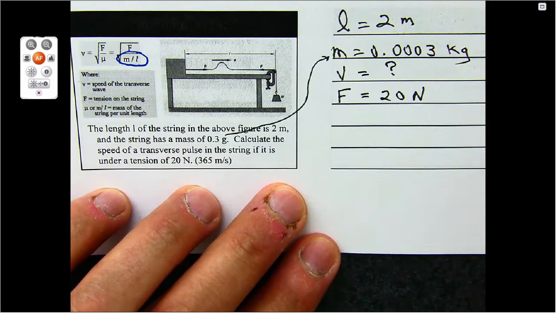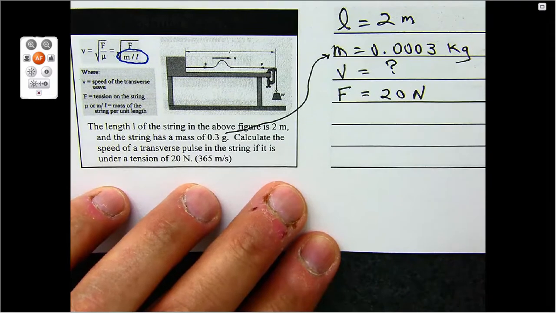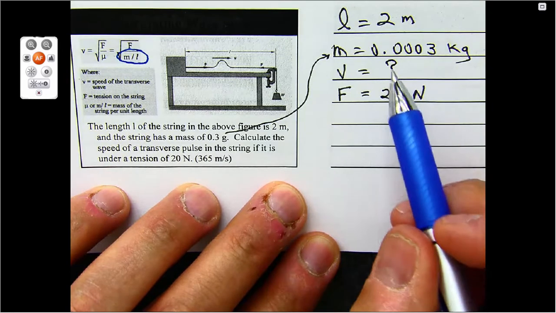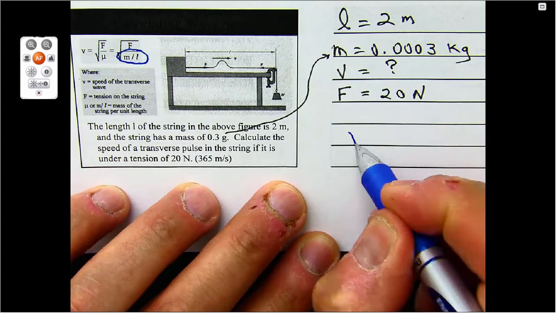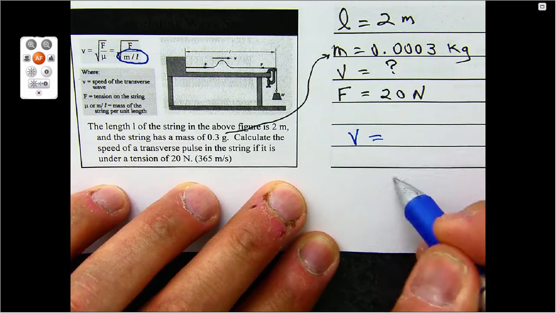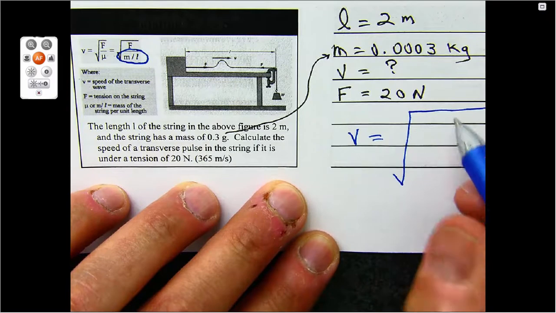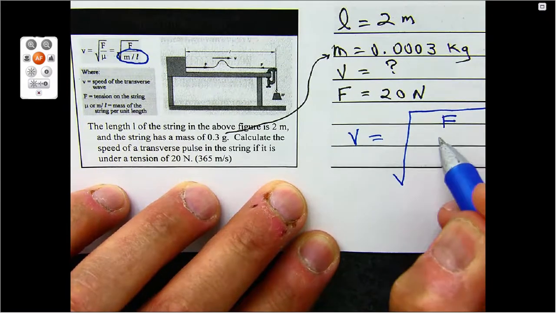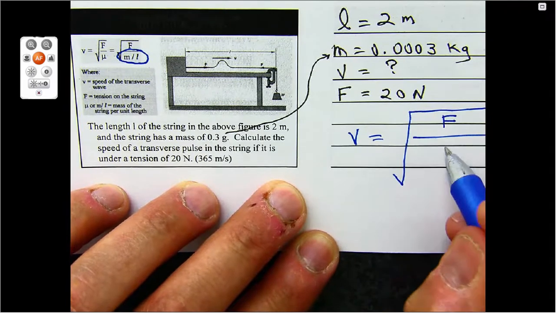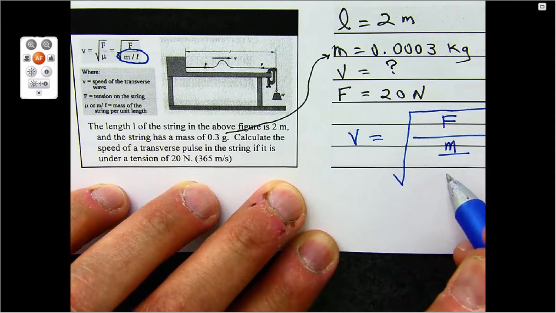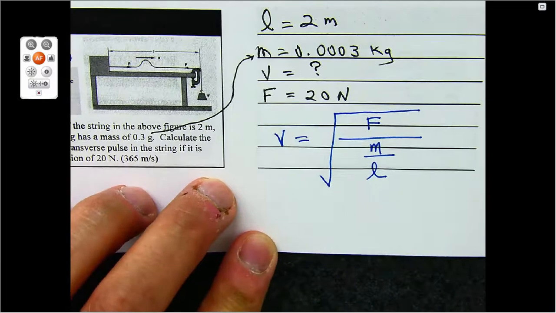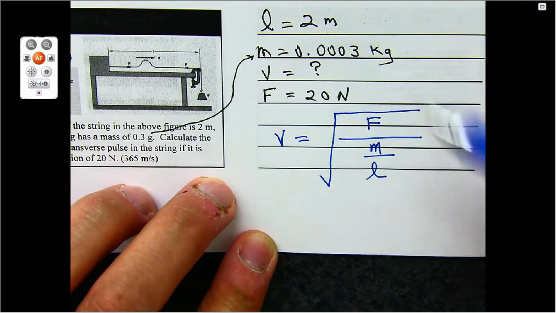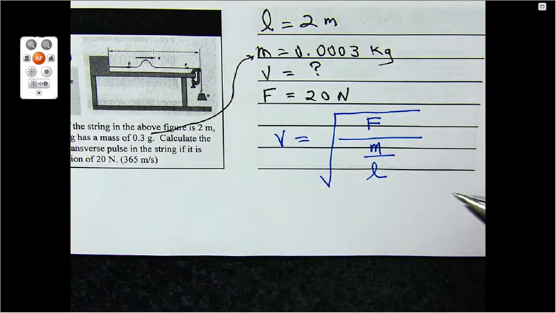So what do we got here? We'll just use the second equation. We've got a mass, we've got a length. So we can use our velocity is going to be the square root of our force divided by mass over length. And all of our units are correct. Yeah, we've got meters, we've got newtons, we've got kilograms.